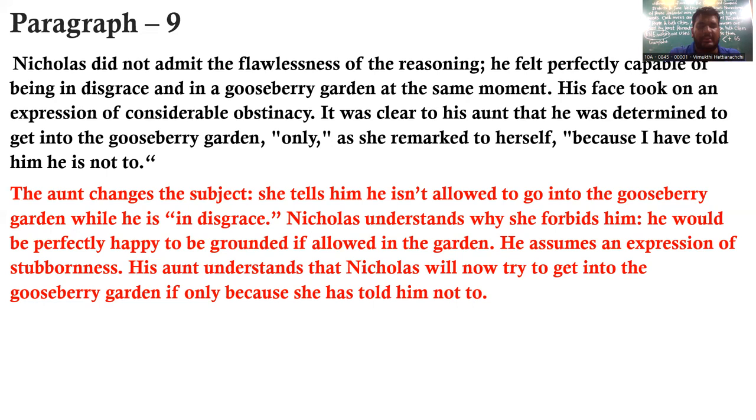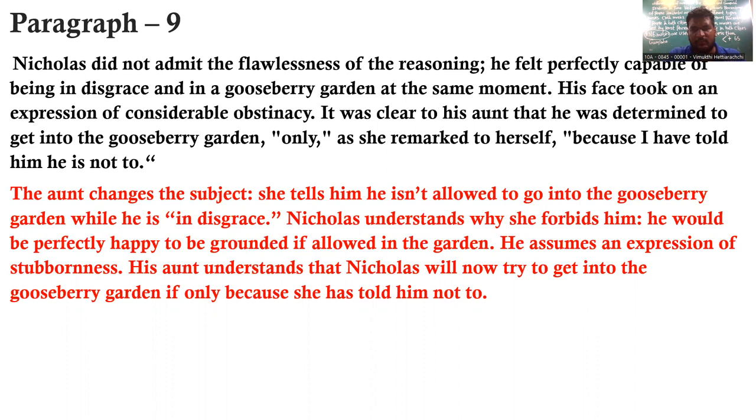Nicholas understood there is something fishy. That is why this aunt is actually motivating me to go to the gooseberry garden. I will go to the gooseberry garden, but I will never get caught by my aunt. That is the ultimate purpose that he had. He will definitely enter the gooseberry garden, but he never wanted to get caught.